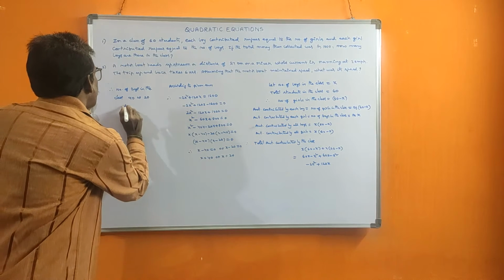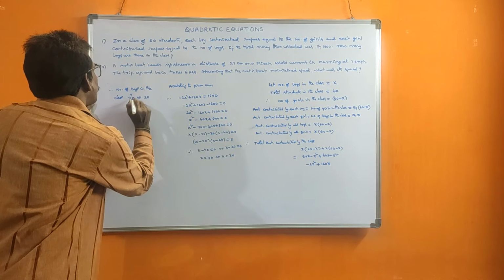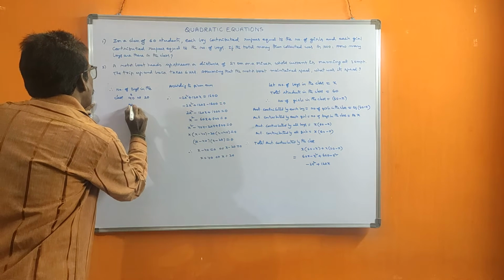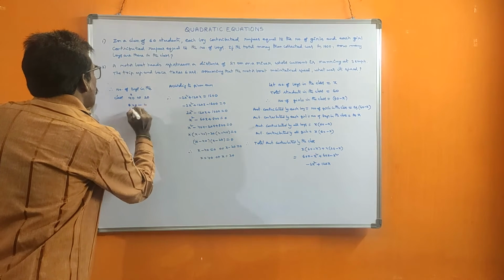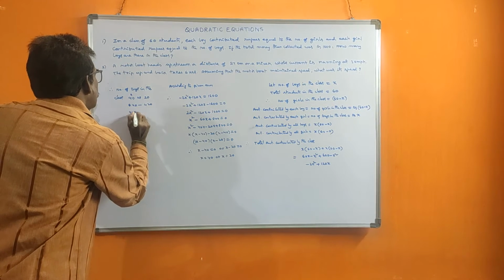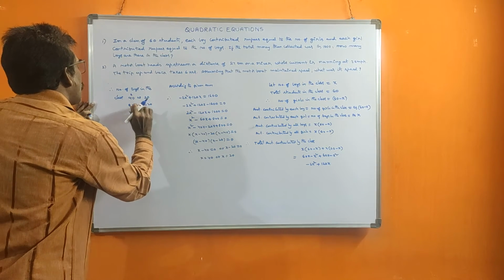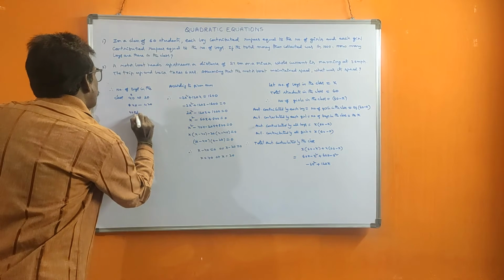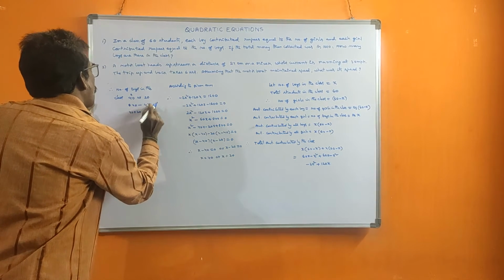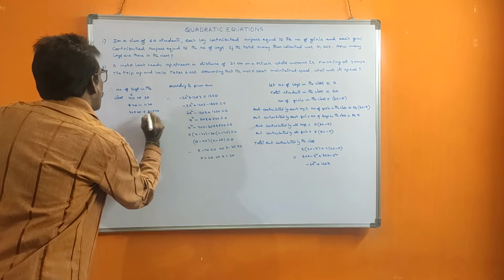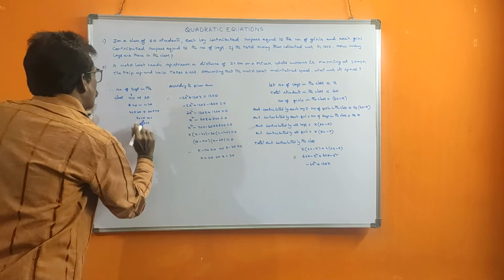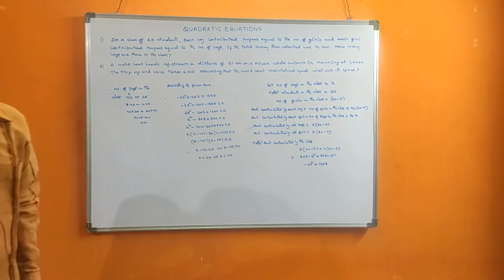Suppose boys are 40. Now check. Boys 40 means girls 20, because the total is 60. Now how much did the boys contribute? How many girls are there? 20, so that much each. Plus, how many did the girls contribute? How many boys are there? 40, that much each. So 800 plus 800, 1600 total amount. So it is satisfied.